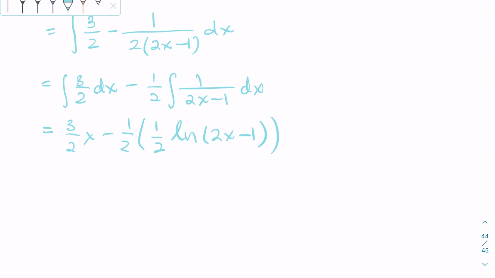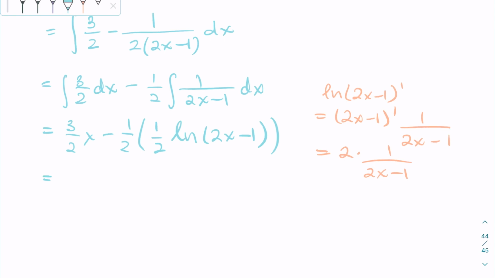We can verify this by finding the derivative of ln 2x minus 1. Using the chain rule, we get 2 times 1 over 2x minus 1. This means the integral of 1 over 2x minus 1, which is what we're trying to find, would be 1/2 ln 2x minus 1. So when we find the final answer, it is 3/2 x minus 1/4 ln absolute value 2x minus 1 plus the integration constant.